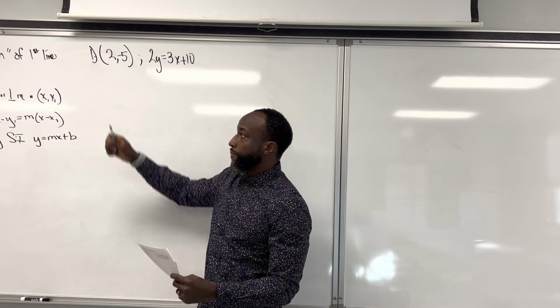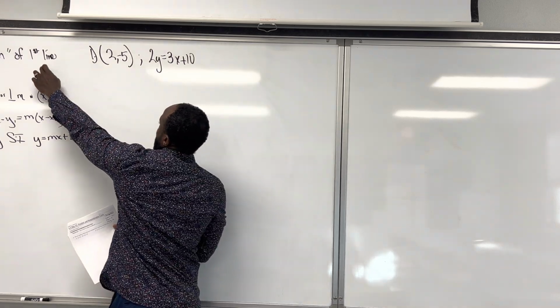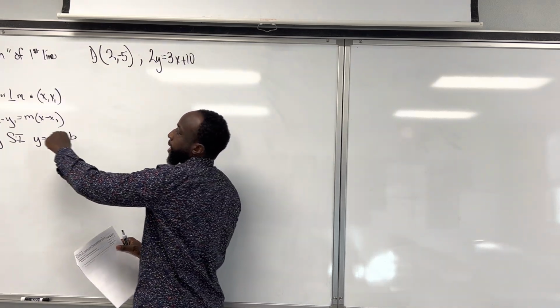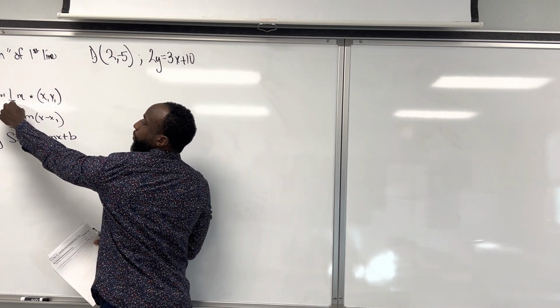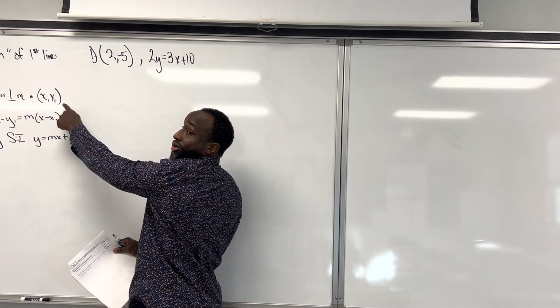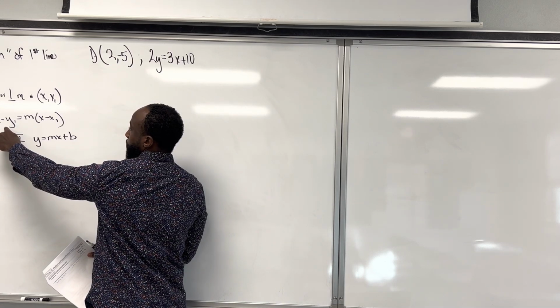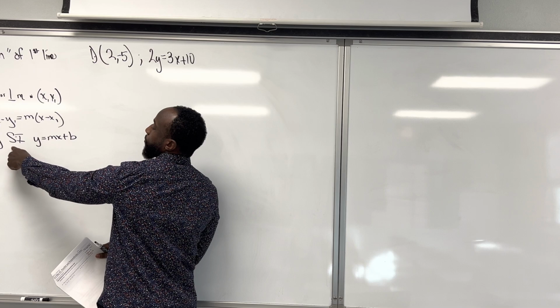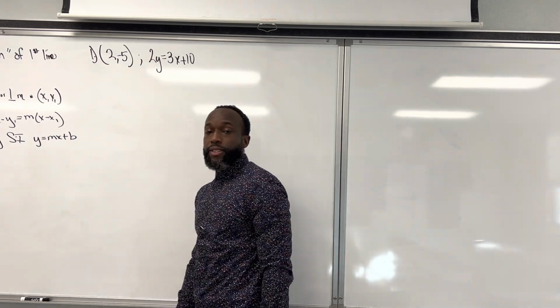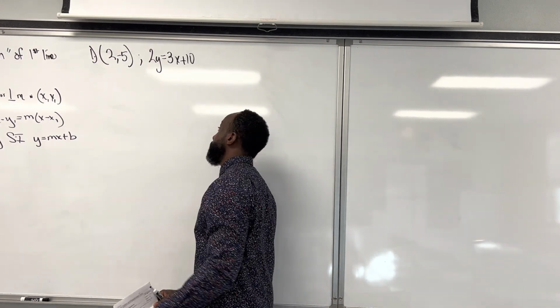going through this point. So after we identify the slope of the first line, we're going to write down the parallel or the perpendicular slope and the given point that it's going through, right? And then from there, we're going to substitute it into point slope form. And then from point slope form, we're going to put it in slope intercept form, okay? So let's just get into it.